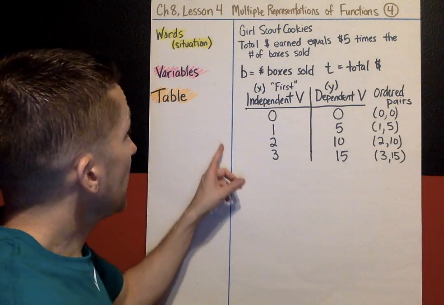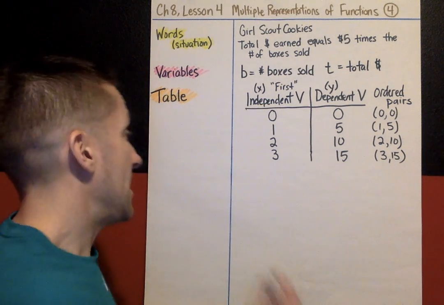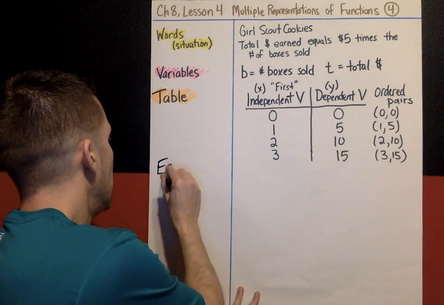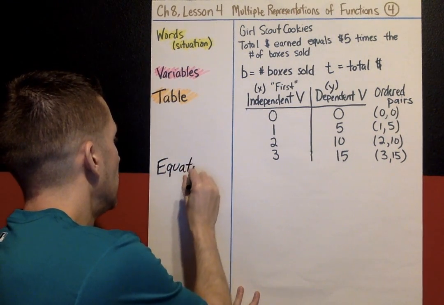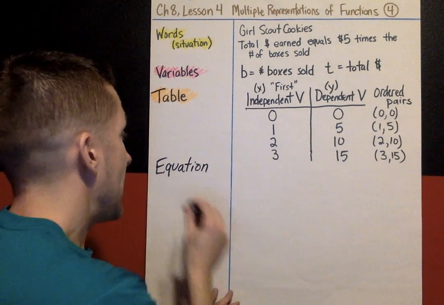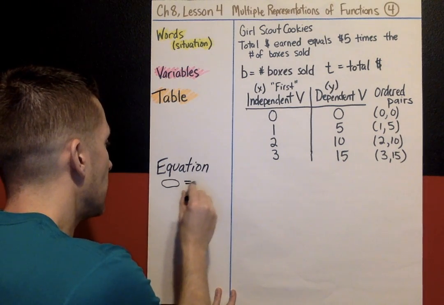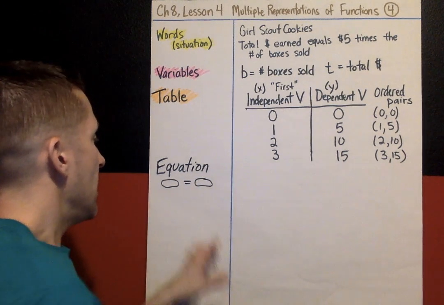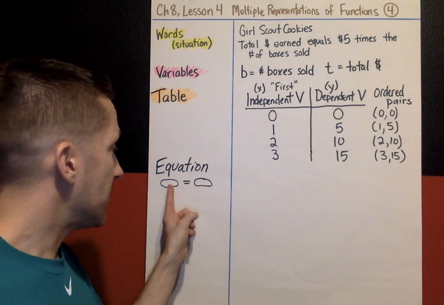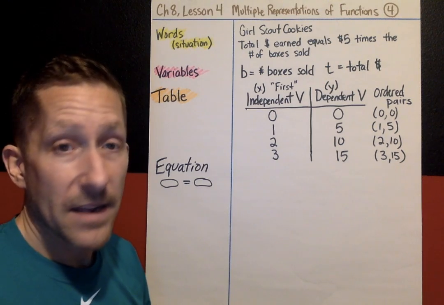Okay, the next representation of a function after a table is make an equation that represents your function. Now, remember earlier this chapter, we learned that an equation has to have something equal to something else. It's got to have something on both sides. So if you're asked to write an equation, it better have something equal to something. Otherwise, you know it's not right already.